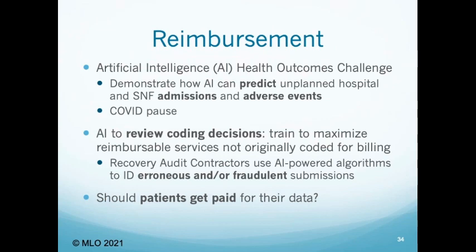We can train AI to maximize reimbursable services, or we can train it to look for billing practices that are, from the standpoint of the payer, debatable. We'll see that in just a minute, but this is a tool that could be used either to look for ways to enhance reimbursement or ways to contain it.